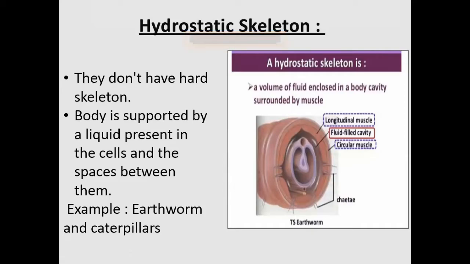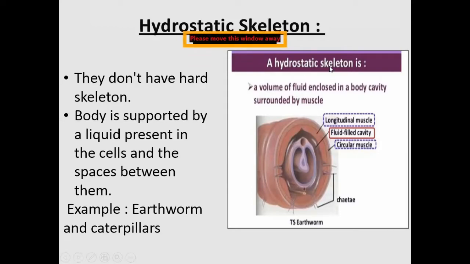So actually in the hydrostatic skeleton, some soft-bodied animals like the earthworm and the caterpillar don't have a hard skeleton. We have the examples earthworm and caterpillar. Their bodies are soft and they don't have a hard skeleton. So what happens? Their body is supported by a liquid present in the cells and the spaces between them. So this type of skeleton is called what? Hydrostatic skeleton. We have a diagram.